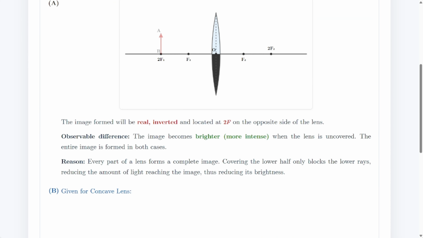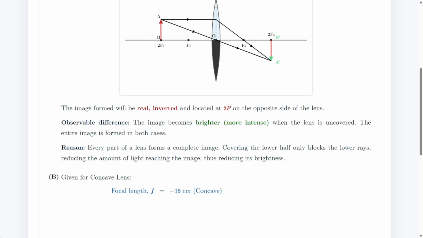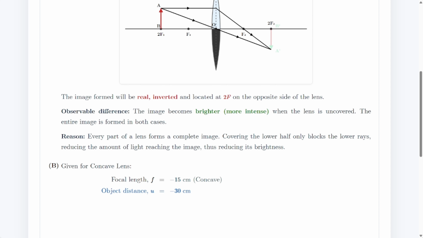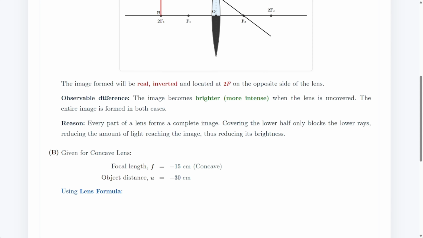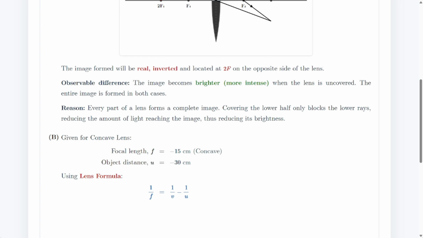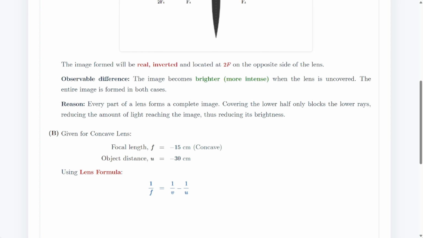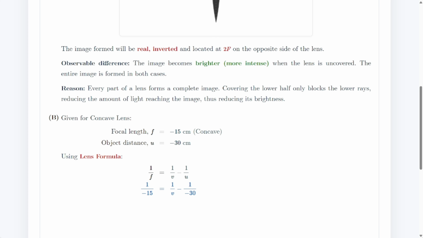Let's write down the given values for this concave lens. The focal length, f, is minus 15 centimeters since it is a concave lens. And the object distance, u, is minus 30 centimeters. Now, we will use the standard lens formula. 1 by f equals 1 by v minus 1 by u. Substituting our values, we get 1 by minus 15 equals 1 by v minus 1 by minus 30.